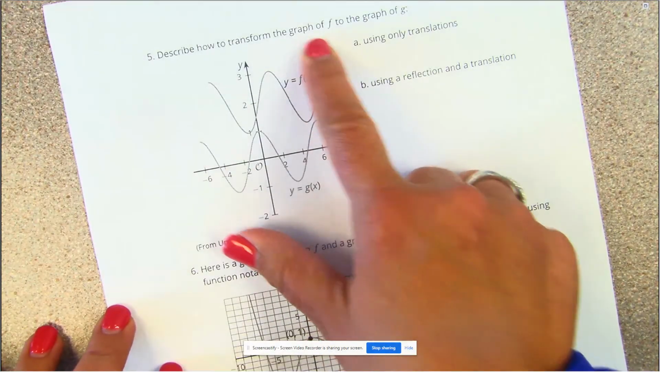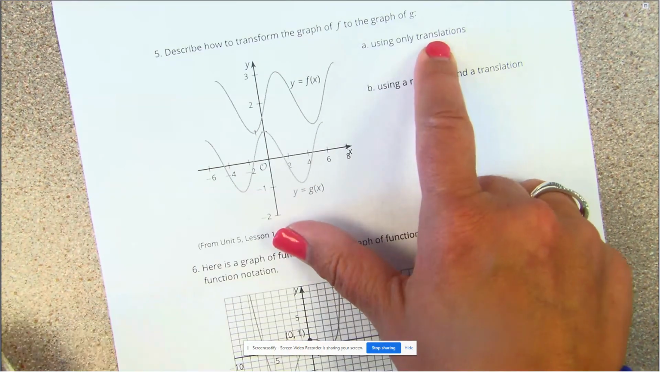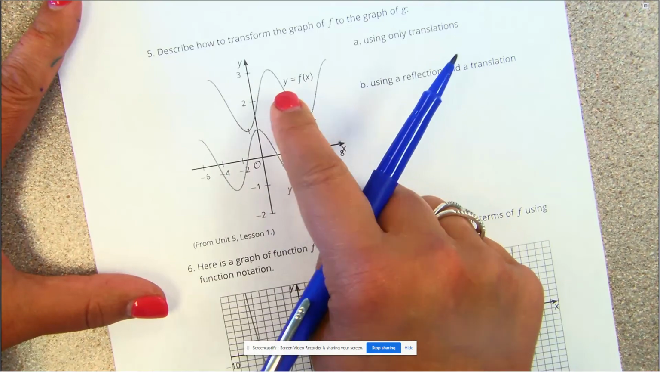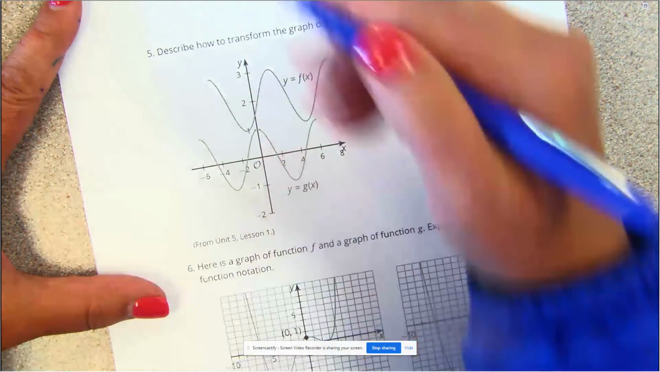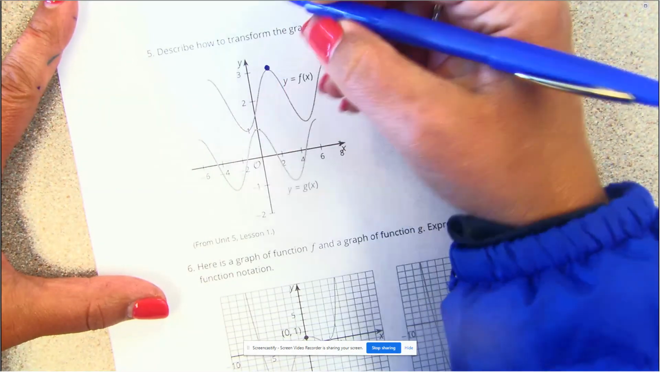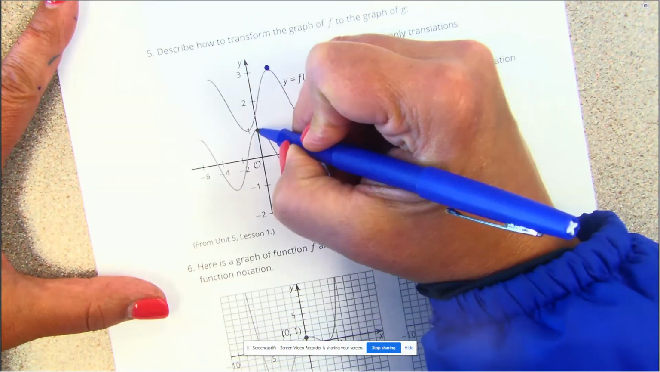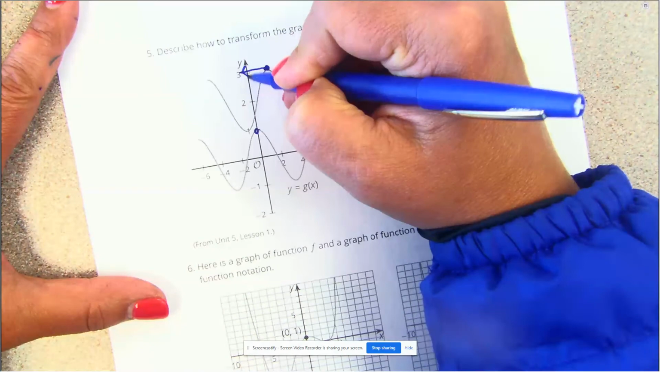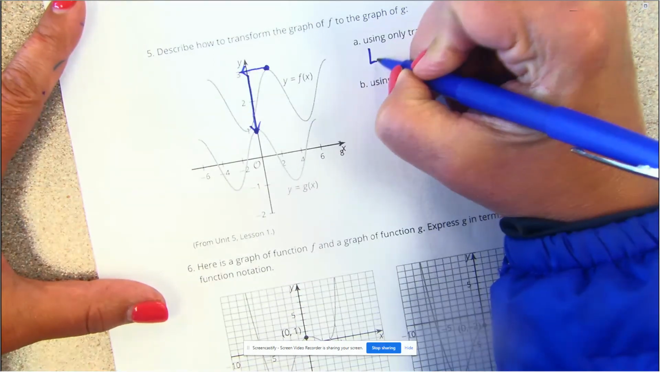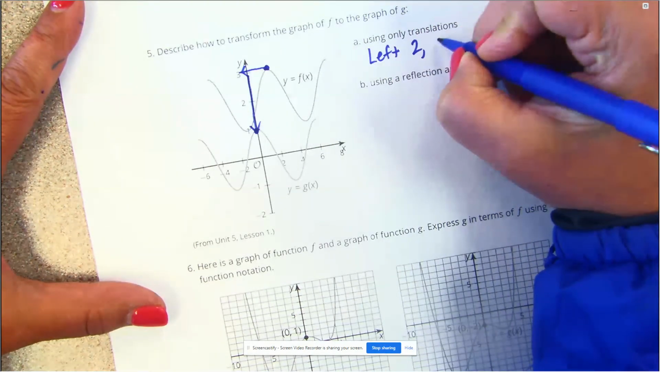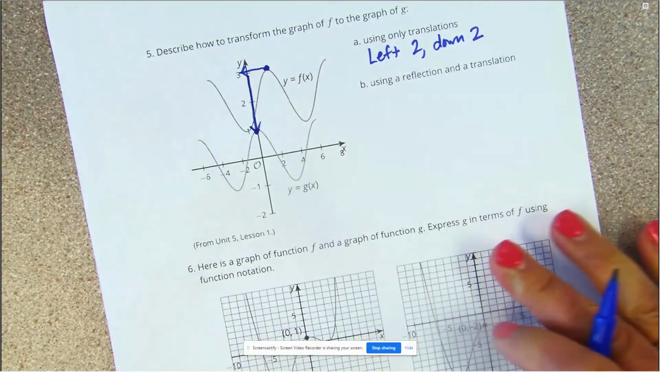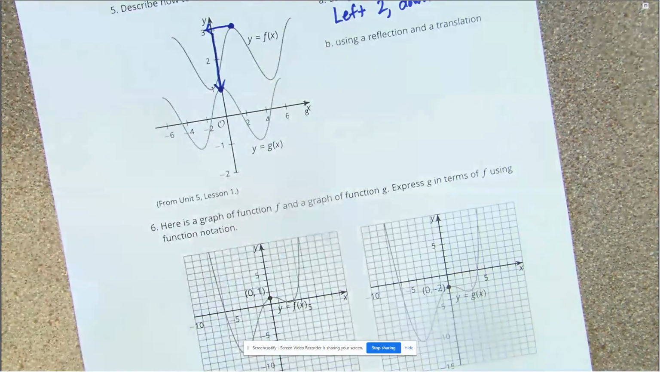Describe how to transform the graph of f to the graph of g using only translations. That's left, right, up, down. So how do I get f to g? Let me pick this point. And that would correspond to this point. So it looks like I have to go left 2, down 2. Okay, then they say, now can you do it with a reflection and a translation?